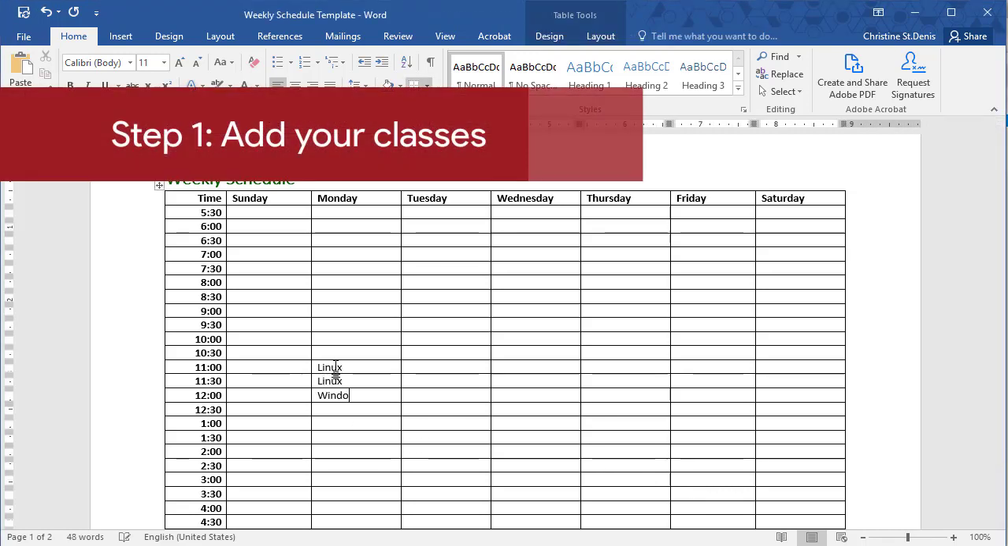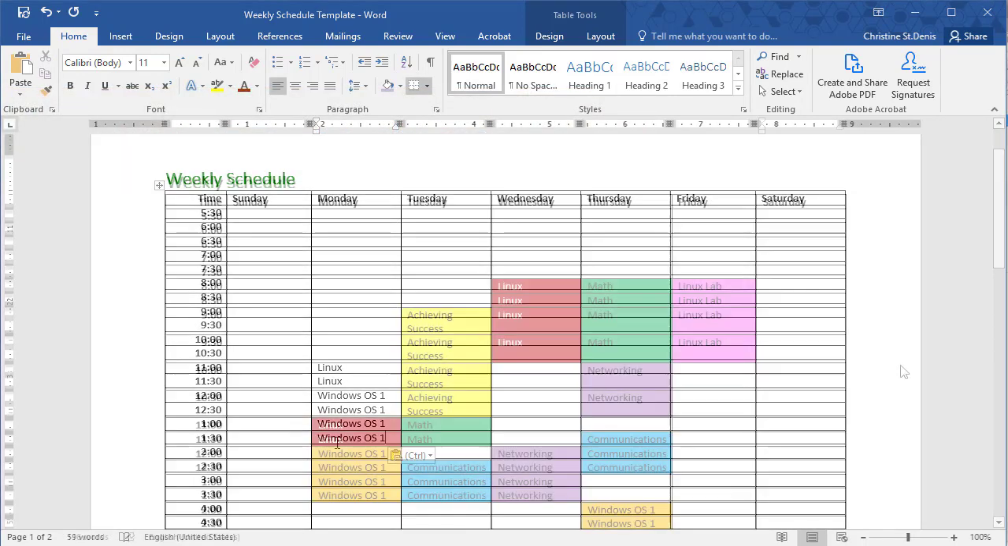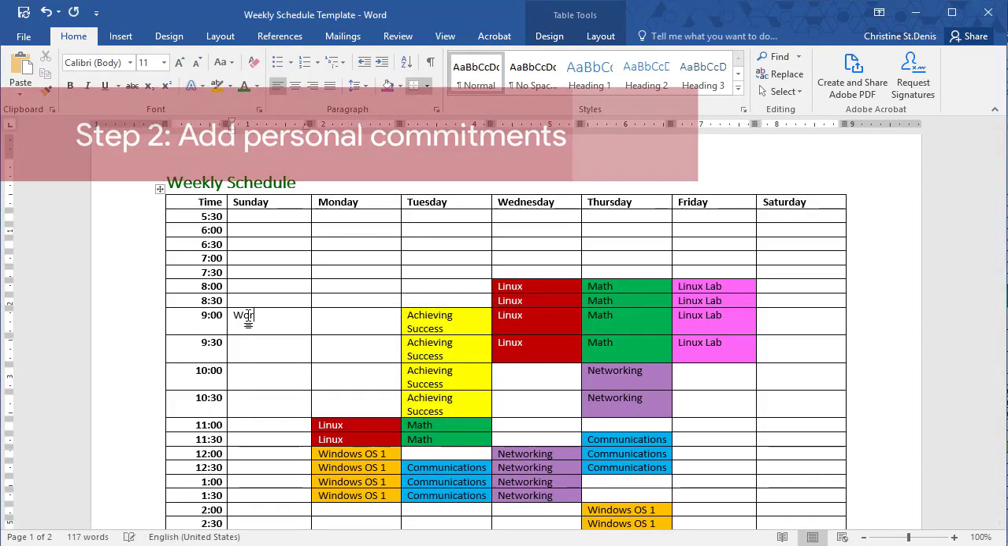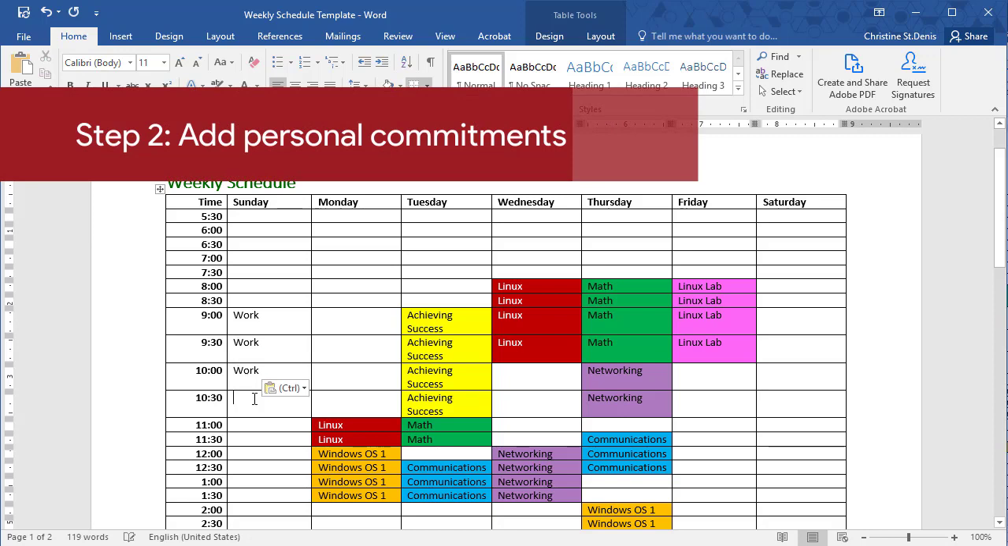Start by adding your classes. Next, add any personal commitments that are scheduled for the week, including appointments and work.